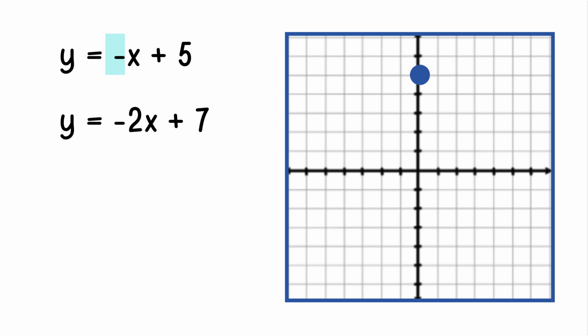Our slope is the number in front of the x, and currently it just has a negative sign. If there's not a number in front of x, we'll always assume that it's 1. So in this case, it will be negative 1. So this tells us to go down 1 and over 1 unit to get to the next point. And we'll do that again so we can see where the lines are heading. Now we'll connect the dots to form a line for this equation.